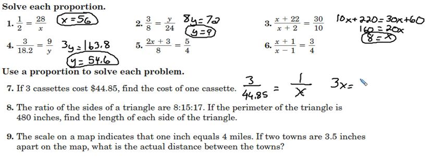3x equals 1 times 44.85 is $44.85. And then we're going to divide that by 3 and get $14.95 for 1.